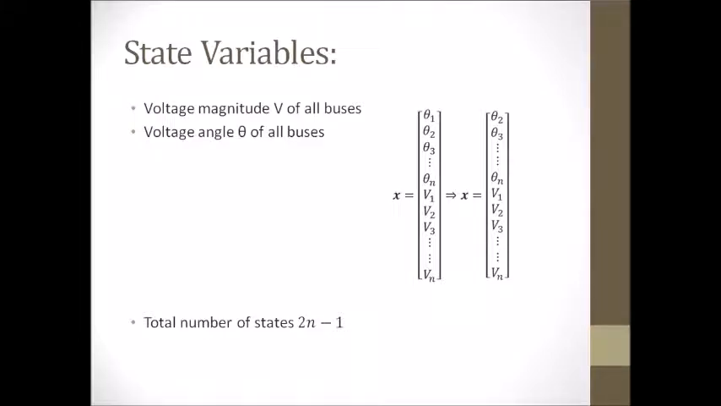In the last class, we were discussing state variables. The voltage magnitudes of all buses and the voltage angles of all buses are considered as state variables. All these state variables form a vector and we call this x. However, as the voltage angles are relative variables, we need to take one bus as reference. We take theta 1 as 0 and remove that from the vector. So if there are n buses in the system, then the total number of states becomes 2n minus 1.